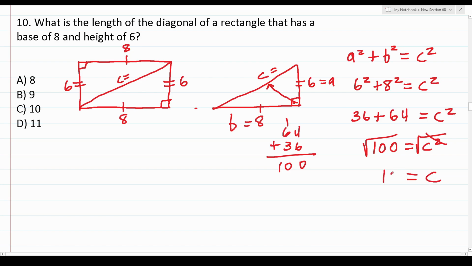And the square root of 100 is 10. So c in this case is 10. So that means the length of this hypotenuse is 10. And the length of this hypotenuse is the same as the length of the diagonal of this rectangle. So this is also 10. So the answer to this one is C, 10. We had to use the Pythagorean theorem to figure that one out. All right, so that's that one.